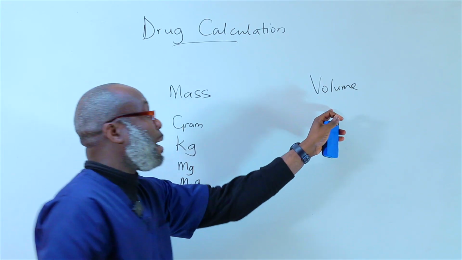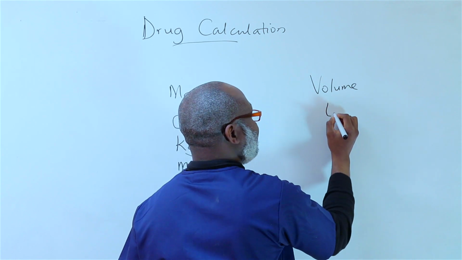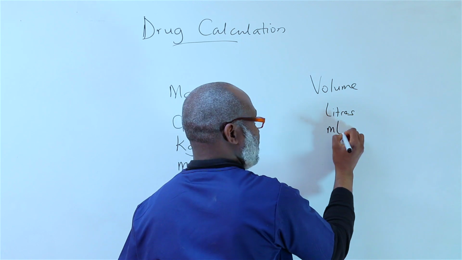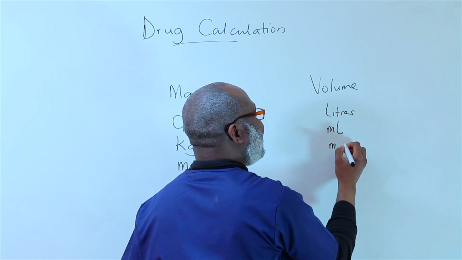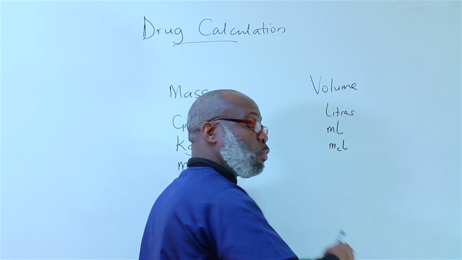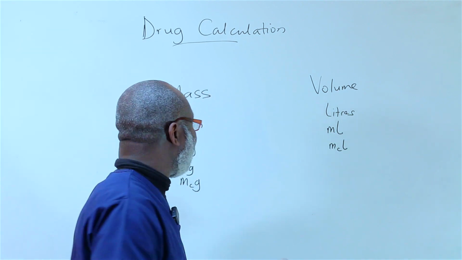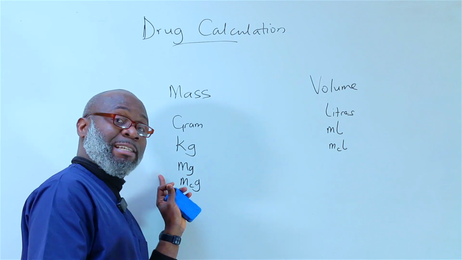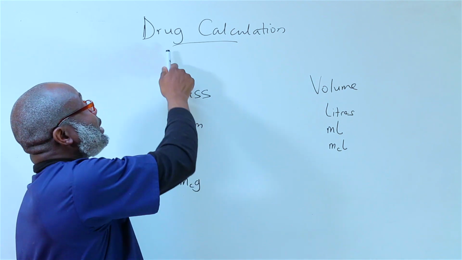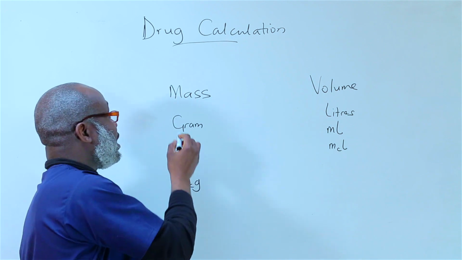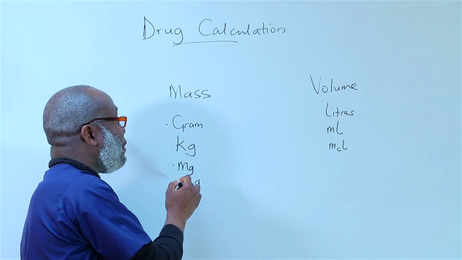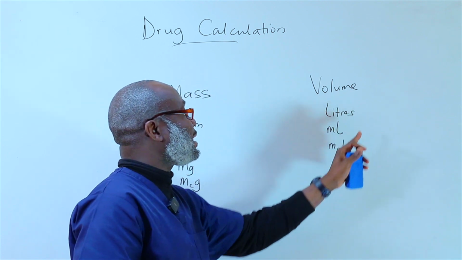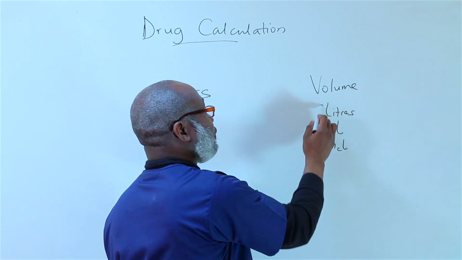And talking about the volume as well, we have the liters, the milliliters, the microliters, the nanoliters. We have lots of them, like the decigram, the milligram, the centigram, we have loads. But for the sake of drug calculation, I think gram, milligram, microgram should suffice. In terms of liquids, the liters and milliliters should suffice.